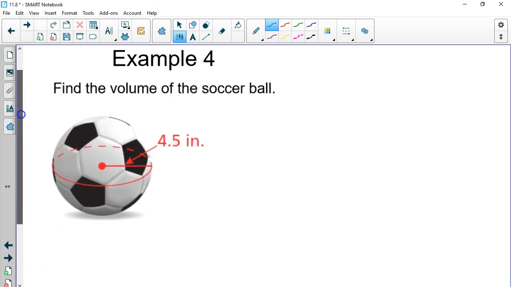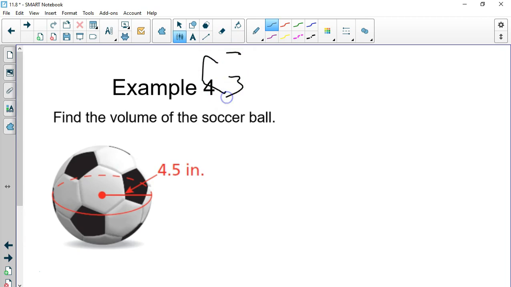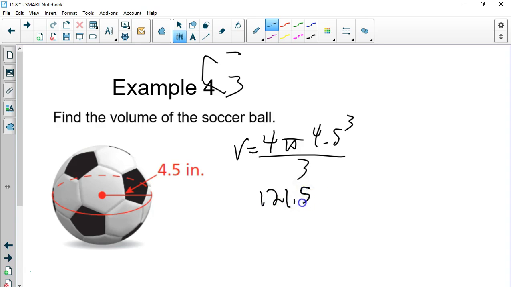All right, find the volume. This is actually example 3. Sorry, I screwed up. So, we know the radius is 4.5. So volume is 4 pi 4.5 cubed all over 3. When I do the math, 4.5 cubed times 4 and then divide by 3, I get 121.5 pi. And of course, that's inches cubed.